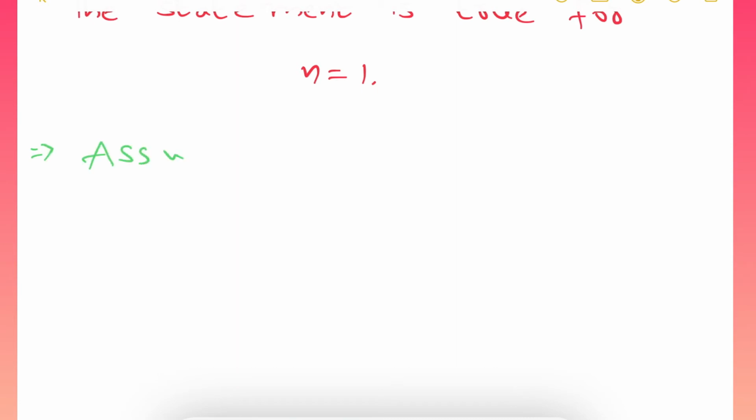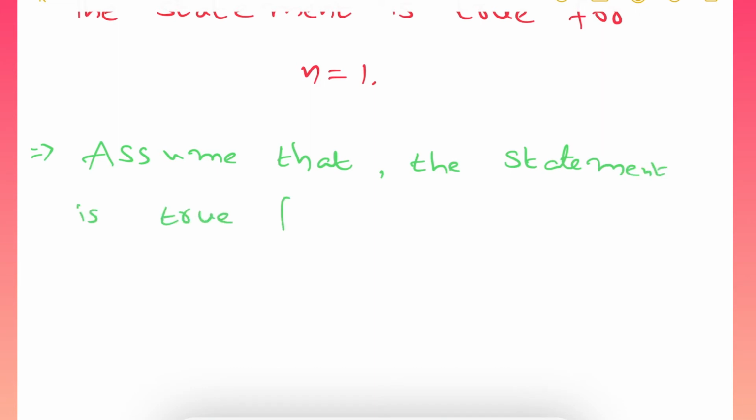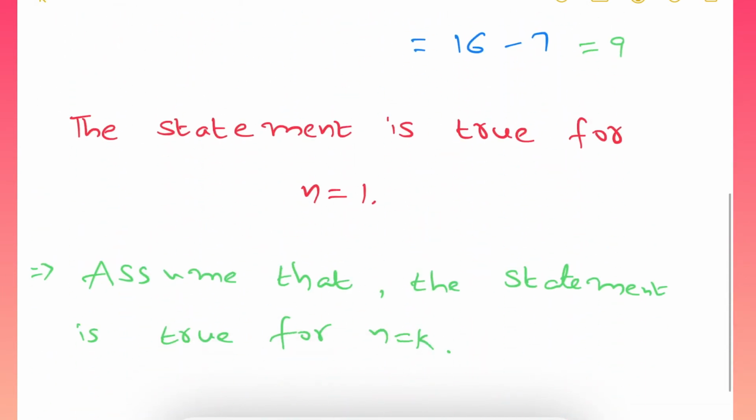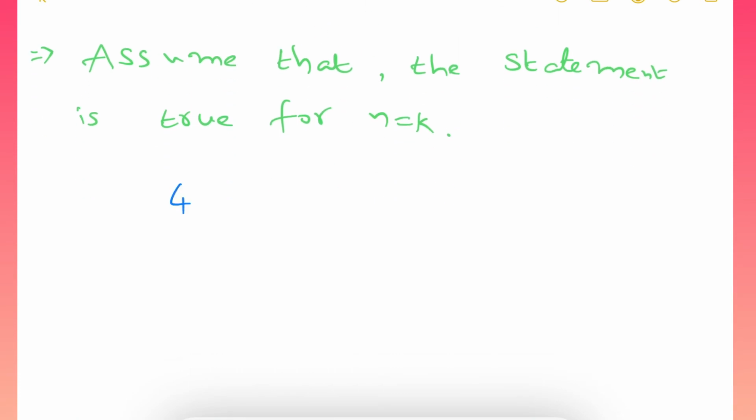Assume that the statement is true for n equals to k. Simply, in the formula, wherever we have n, in the place of n we need to substitute k. Here we have 4 power n minus 3n minus 1. So in the place of n, if we substitute k, we will get 4 power k minus 3k minus 1. In this second step, we are just assuming that the statement is true for k also. So we can say 4 power k minus 3k minus 1 is divisible by 9.